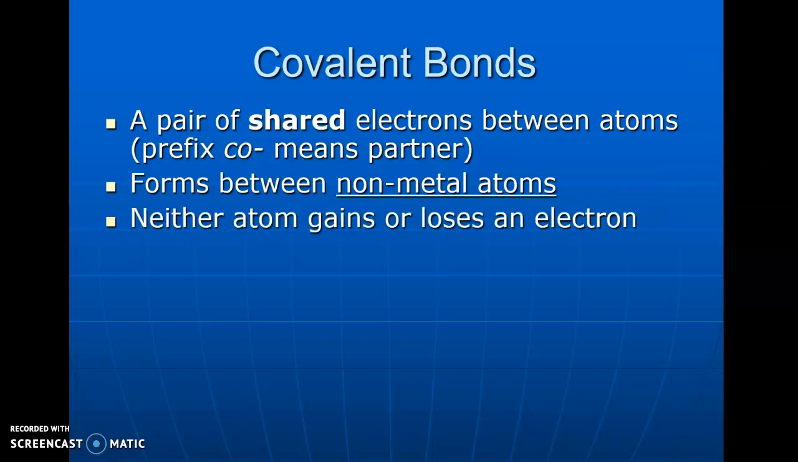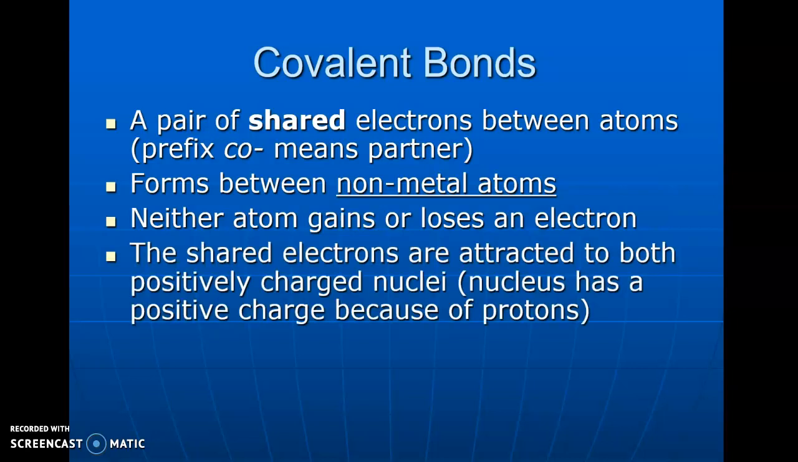If they share their electrons, neither one of them has to. So what happens is the shared electrons are in the valence shells that overlap as these atoms come together. And those electrons then are attracted to both nuclei because of the positive charge in the nucleus. And remember that the nucleus has a positive charge because it is made up of protons.